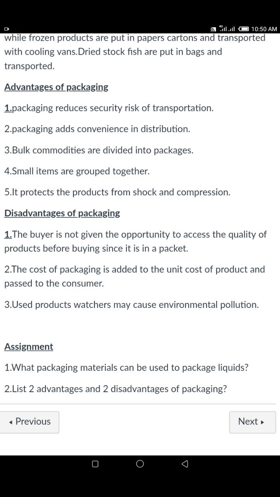Another one is that the cost of packaging is sometimes added to the unit cost of the product. Sometimes, not all the time. The cost of the package is sometimes added to the unit cost, and at the end of the day, that product becomes expensive and it is passed to the consumer who needs the product. We also have some packages causing environmental pollution. In disposing some packages, it is very difficult, so you just come out and throw it. That is how it causes environmental pollution.